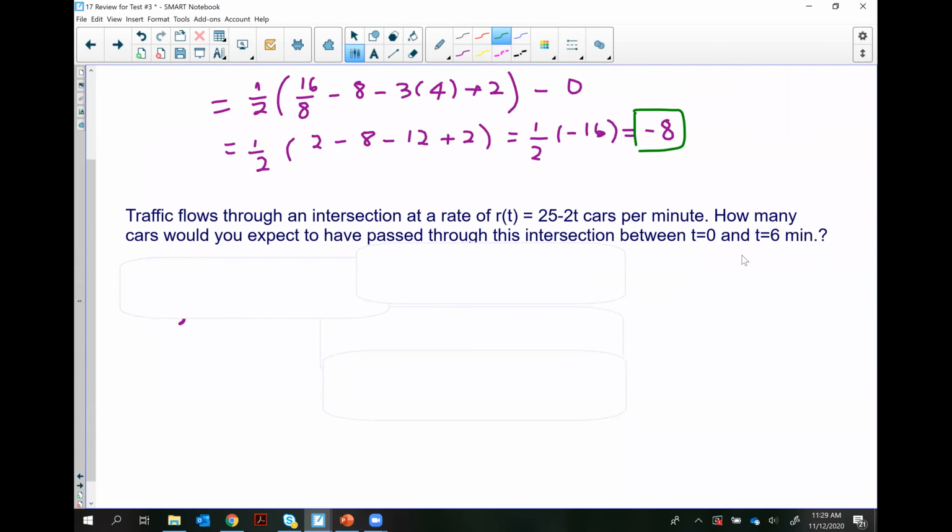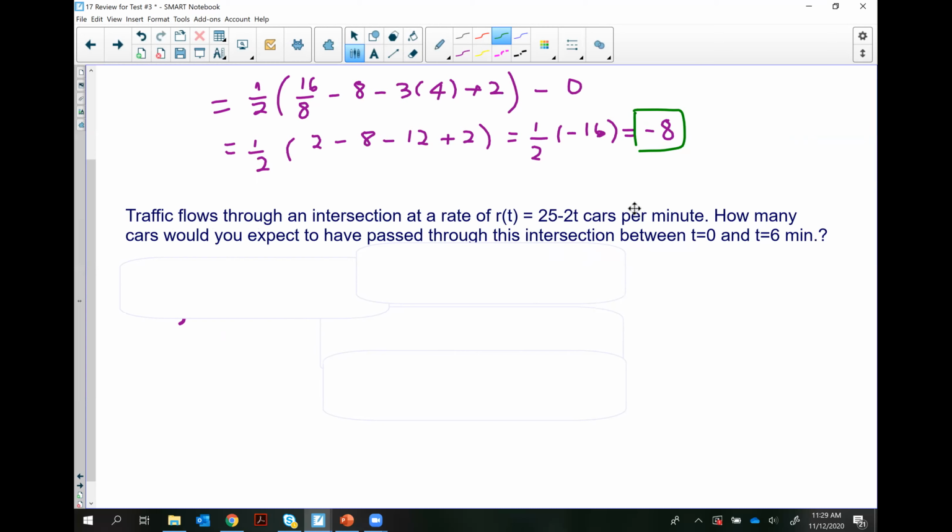And finally, here we have an equation that gives us the rate of change of the flow of traffic in terms of how many cars per minute through an intersection. Our job is to determine by the end of 6 minutes how many cars would have gone through this intersection. So you know the rate of change, and you're supposed to find the total number, right? So that is the perfect application of the net change theorem. You integrate the rate of change, cars per minute, over the given interval from 0 to 6 minutes, and that will give you the total number of cars that have gone through that intersection over that time period.